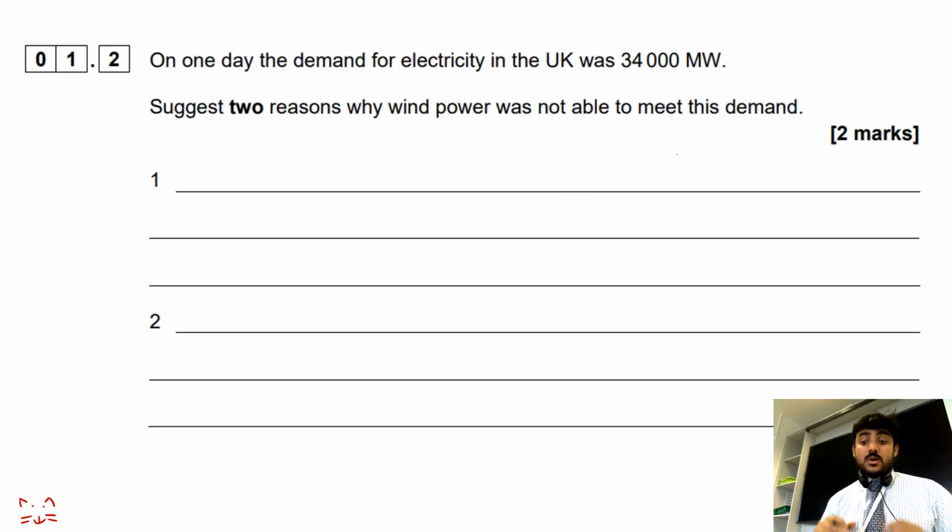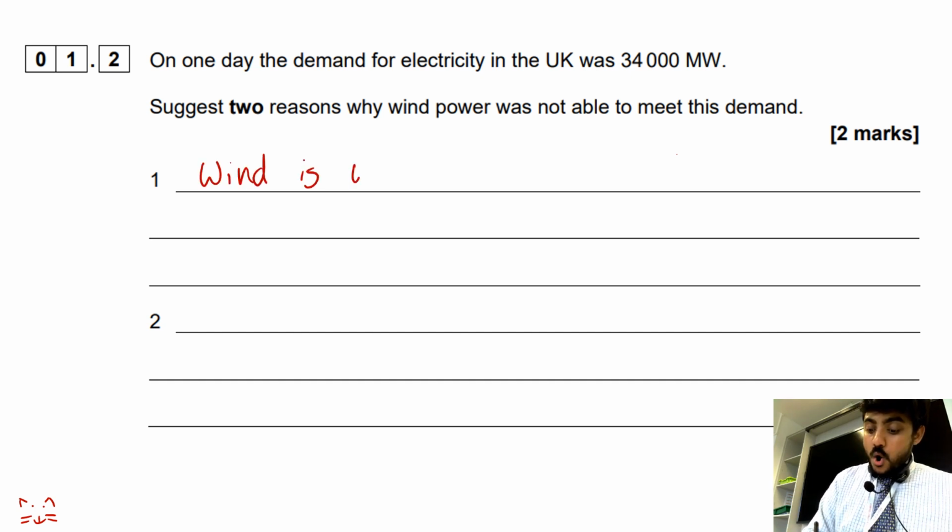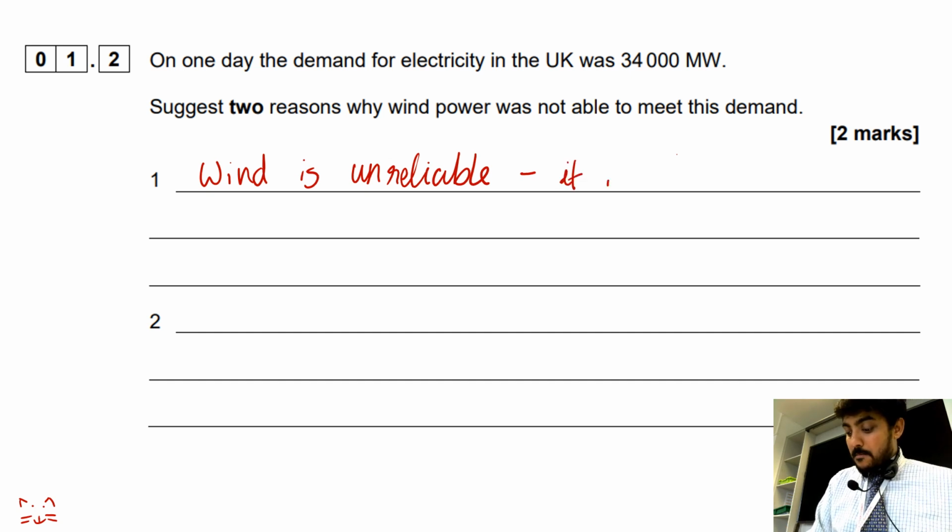Okay, next question. It says on one day the demand for electricity in the UK was 34,000 megawatts. Suggest 2 reasons why the wind power was not able to meet this demand. Well, let's go back to how wind power works. Even though it's always windy in the UK, it's never enough wind to power all the wind turbines. So the first answer that you have to write is wind is unreliable. You can't count on it to be windy, so it may not be windy that day.